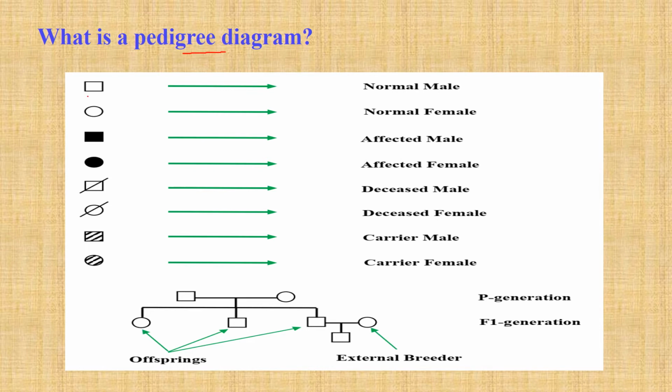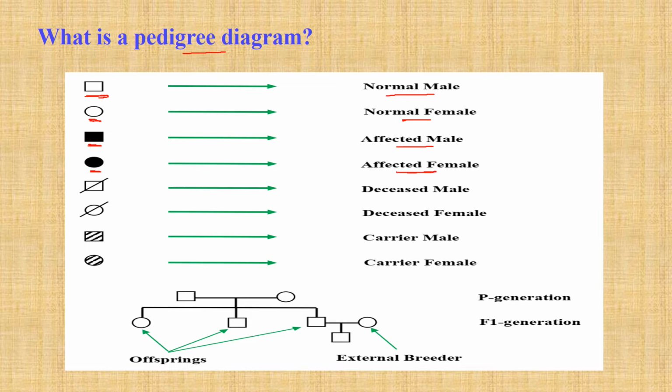When we have an empty box like this one, that means it is a normal male. When you have an empty circle like this one, it means it is a normal female. When we have a completely covered box, which can be in black or another color, it means it is an affected male. That is a male that is sick and is expressing the disease. When we have a completely colored circle like this one, it is an affected female.